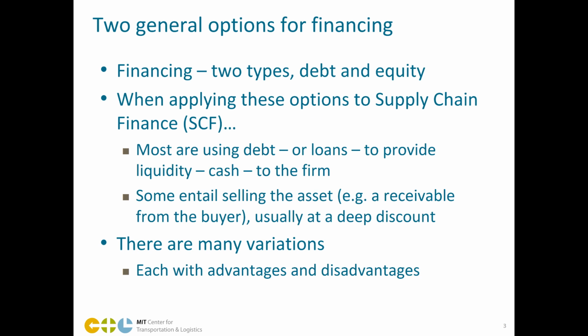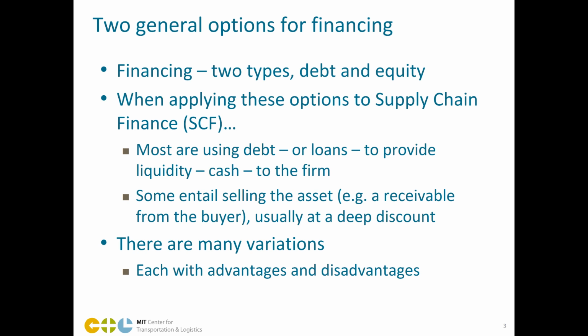Now, there are two options for financing. Generally speaking, not just about supply chains, but generally speaking, two options for financing: you can use debt or equity. Debt is basically a loan. Equity is basically when you sell part of whatever you have to raise cash. And when we apply these options to the supply chain, most of the time the firms are using debt or loans to provide that liquidity or the cash to the firm.